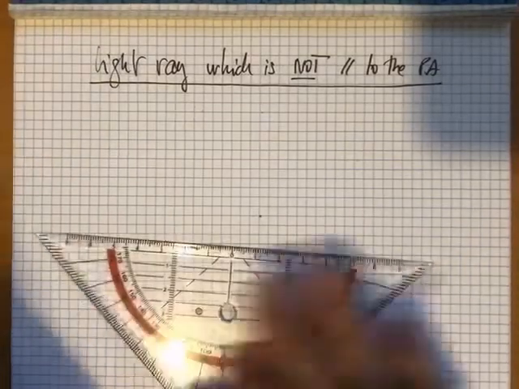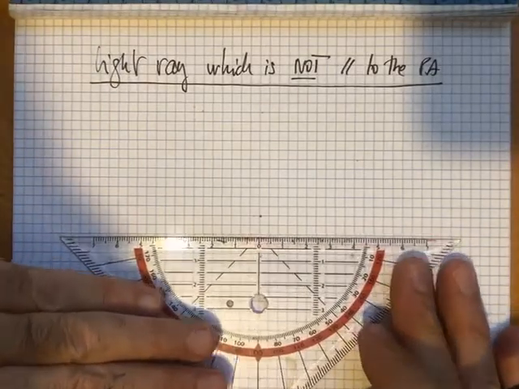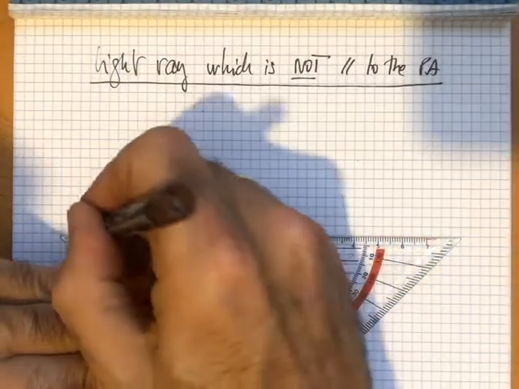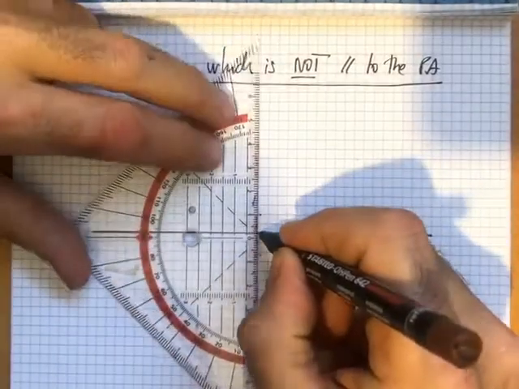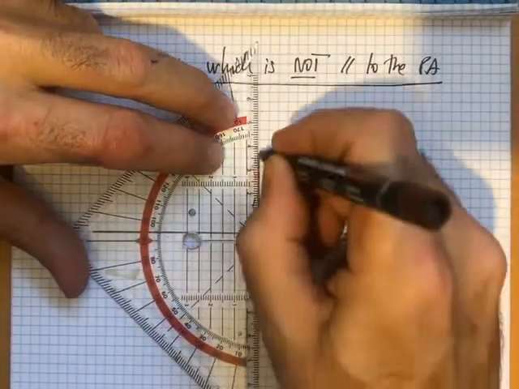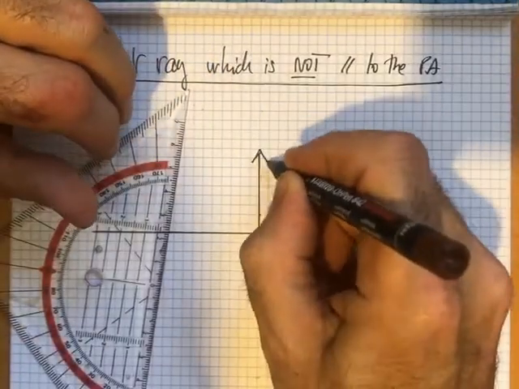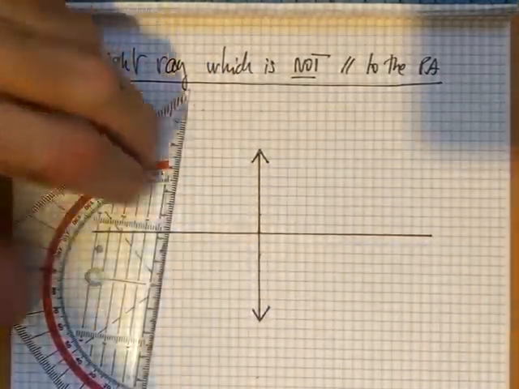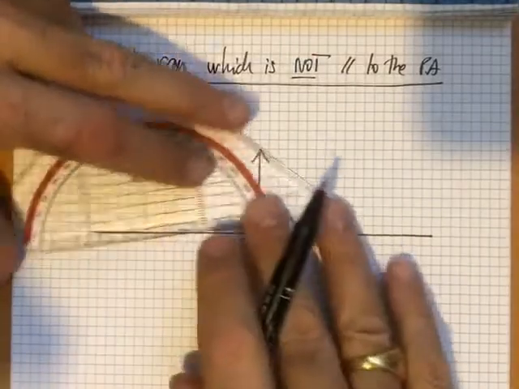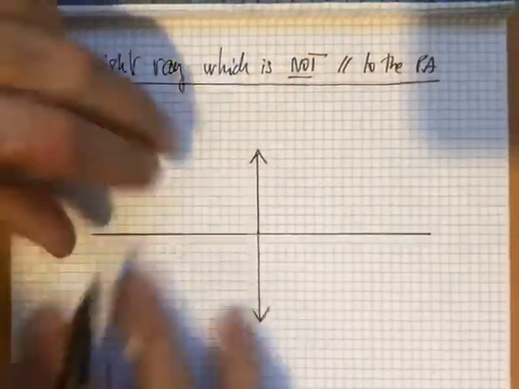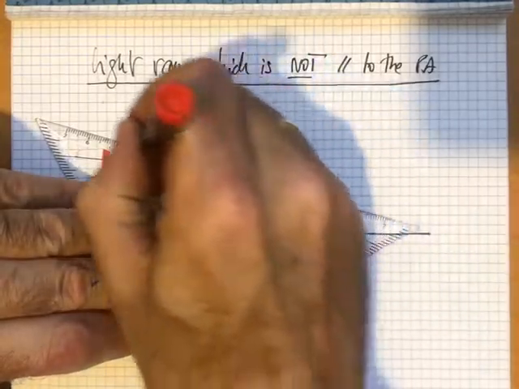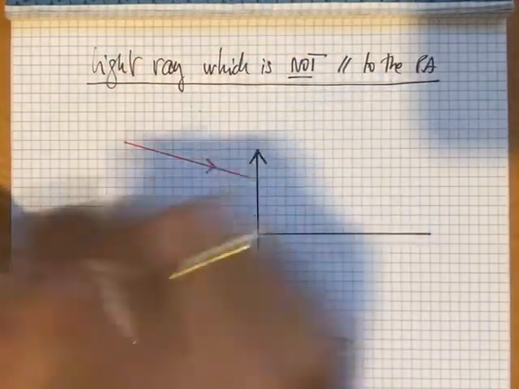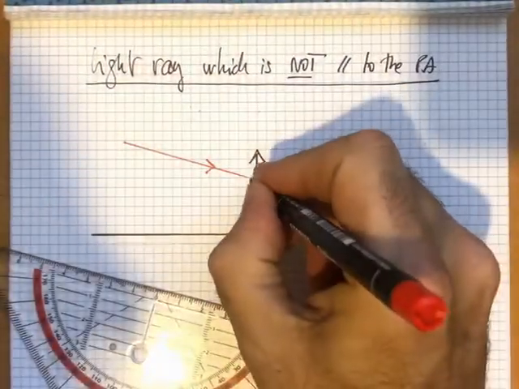So let me do a drawing. We have a principal axis. We have a convergent lens. And we have a light beam that arrives, let's take just, I don't know, this direction. Where is it going to go?